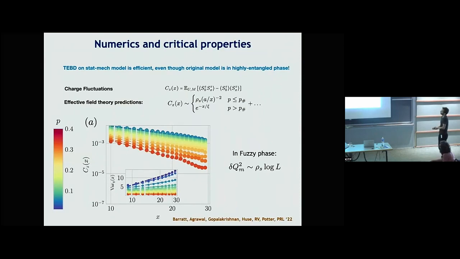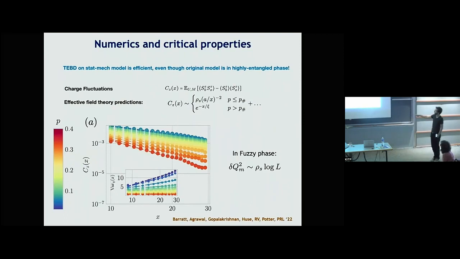So this is numerics. This is actually numerics in that StatMech model. We can do pretty big systems because we can simulate that StatMech model using TBD, whereas again, the original problem is in the volume law phase. So what does that predict? For example, if you look at charge fluctuations, you run your system for a while, and you look at just the two-point function of spin or charge, and you average this over trajectories. This is a non-trivial quantity, actually, because of the second term. The first one is linear in the state, in the density matrix. This is actually the non-trivial part.